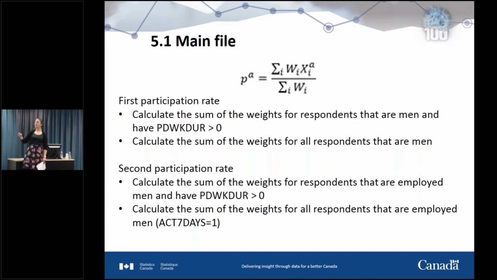A little reminder of our equation to calculate the participation rate. So how would we do that? For the first participation rate, men who did paid work, the numerator would be the sum of the weights for respondents that are men and did some paid work, and the denominator would be the sum of the weights for all respondents that are men.